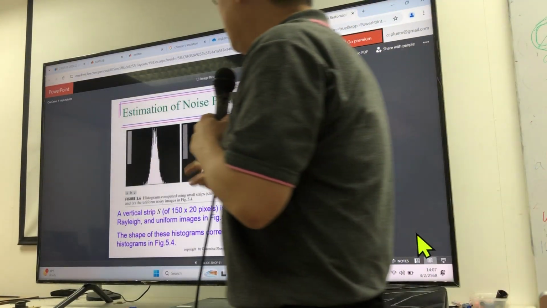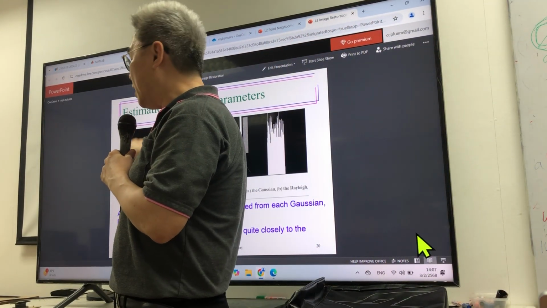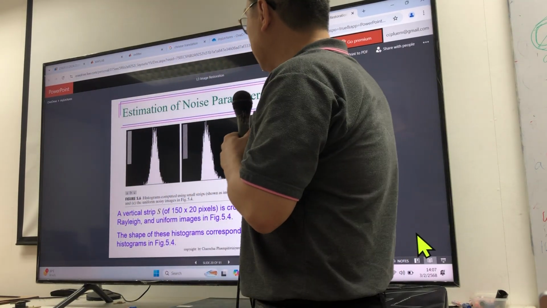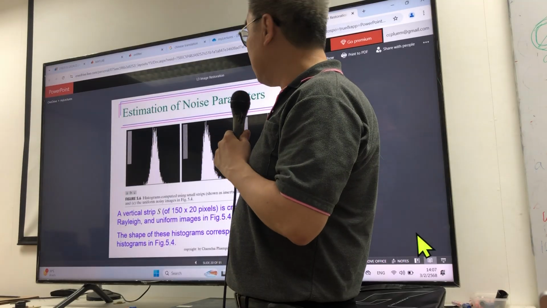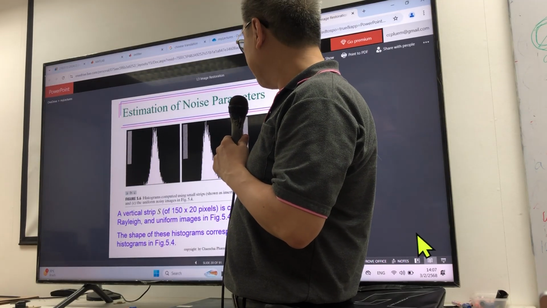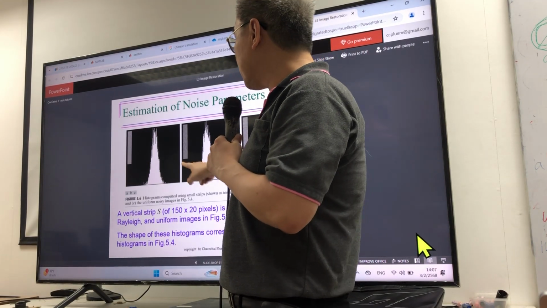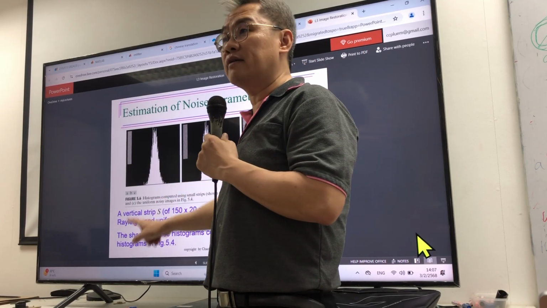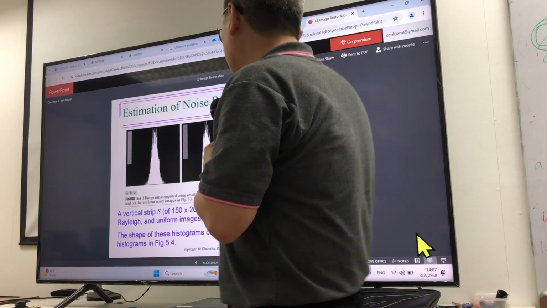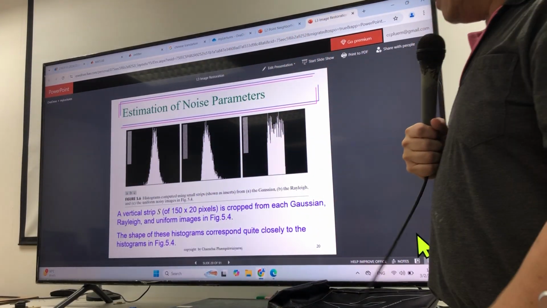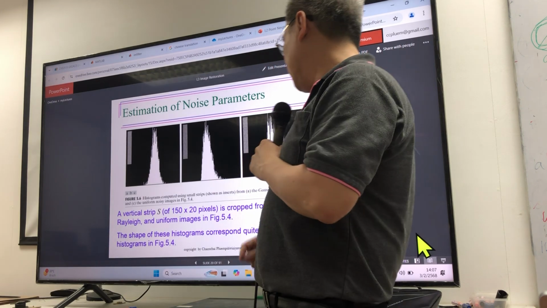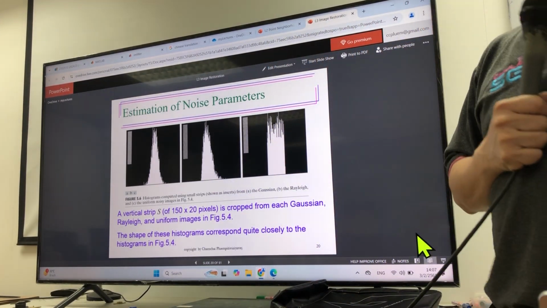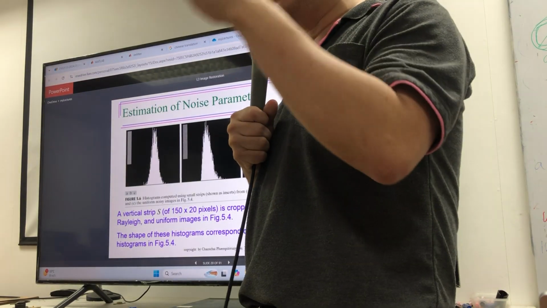Like this one, we pick a stripe here, and then you draw the histogram. You can see this stripe tells us it is what? Uniform, right? This stripe is maybe Gaussian, gamma, and this one looks like Gaussian. This is Rayleigh, by the way. All right, so this is what we do. Or if you have an imaging system.